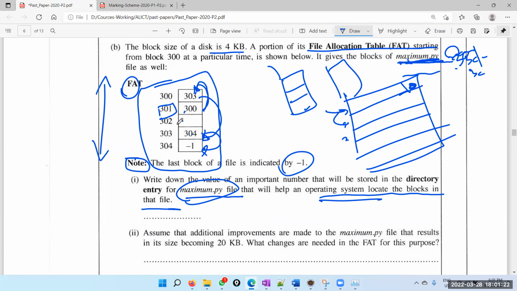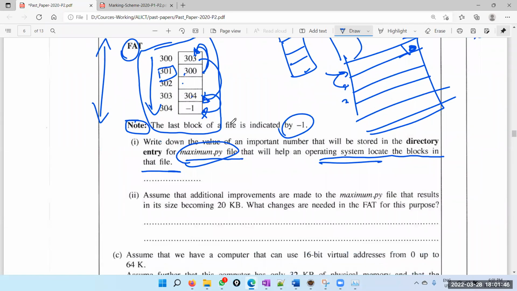Actually, I also got confused, right? So here, starting from block 3 means what they say is I have given you the FAT table starting from 300. Okay. So by looking at this only, you have to find out what is the first one. So therefore, your operating system has to keep 300 as the reference here, because then it can just go from there. Okay. Right. So a little bit confusing question. Right. Next one.